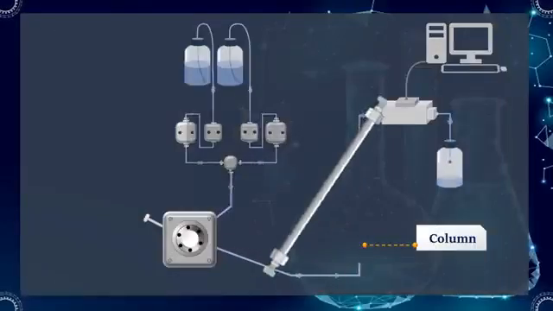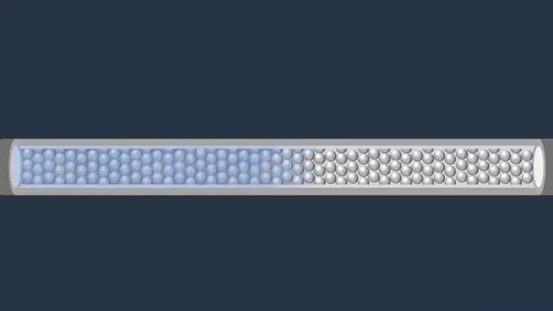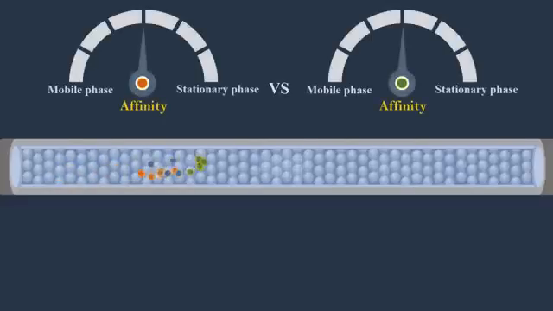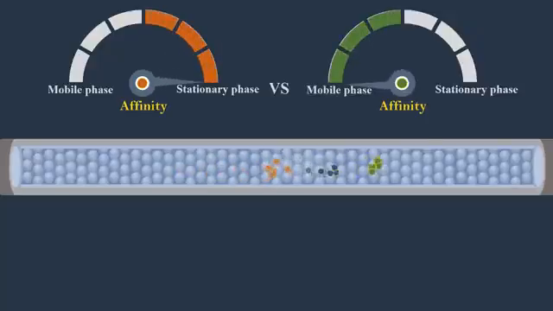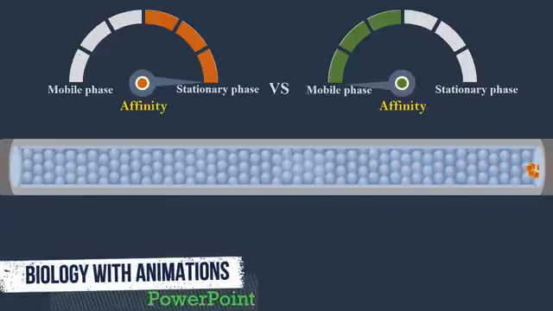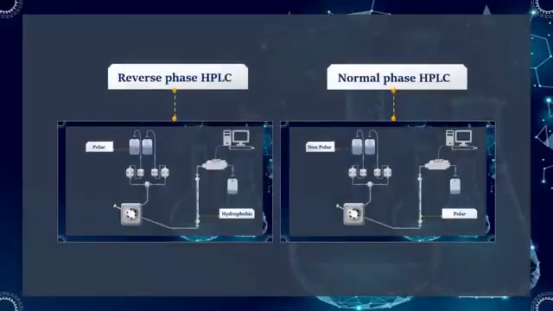The separation is based on differential partitioning of the sample components between the mobile and stationary phases. The component which has more affinity to the mobile phase, and consequently less affinity to the stationary phase, travels faster and elutes out first. And the component which has more affinity to the stationary phase, and consequently more interaction, travels slower and elutes later. This separation can be carried out according to which type of HPLC is used.